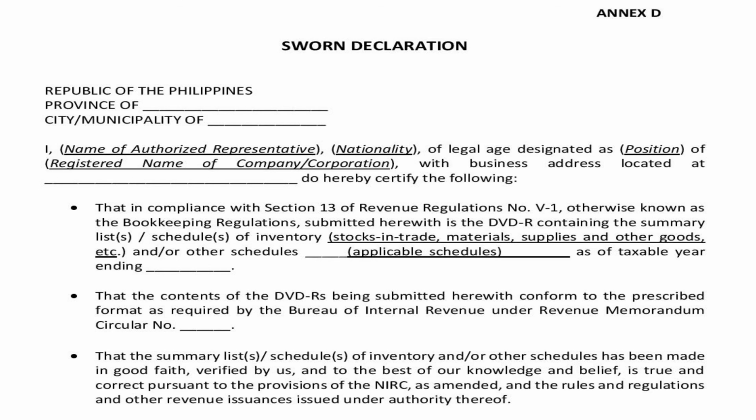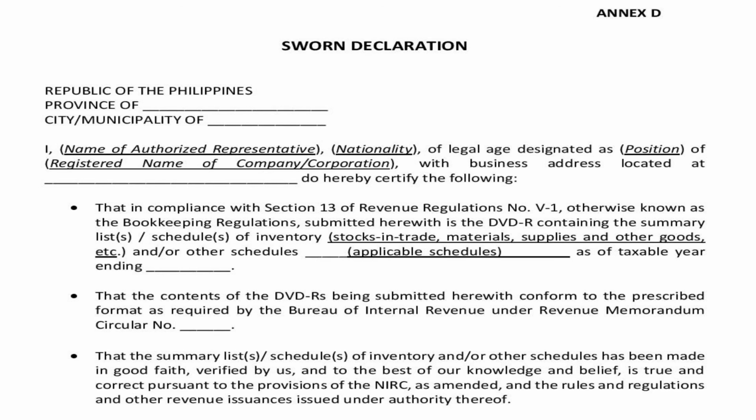So, do hereby certify the following: that in compliance with Section 13 of Revenue Regulations Number V-1, otherwise known as the Bookkeeping Regulations, submitted herewith is the DVDR containing the summary list, schedule of inventory, stock in trade, materials, supplies, and other goods and others, and or other applicable schedule as of the taxable year ending.